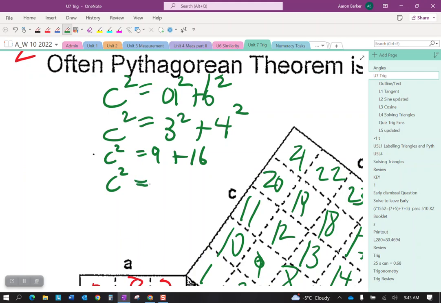C squared equals 9 plus 16, which is 25. Now we have to undo the square root. So we get C equals square root 25, which equals 5. So that's how we show our work for C when we're finding C.